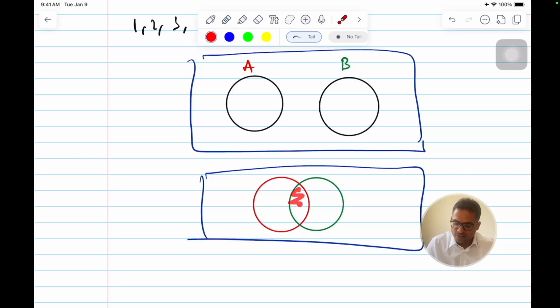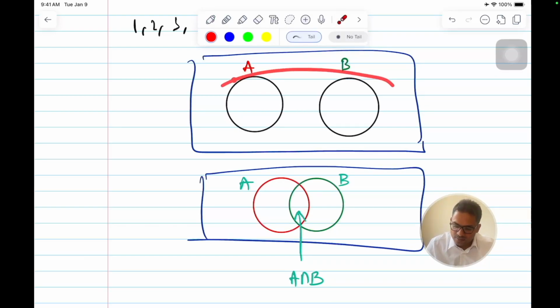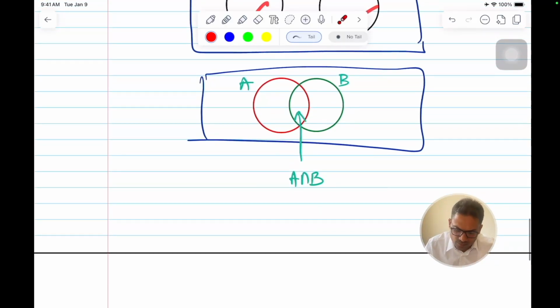And when there is an overlap between these two sets A and B, they are not mutually exclusive, because we have an overlap here, and this overlap is called A and B, written as A intersection B. So the earlier case is the mutually exclusive case. So what do we say?